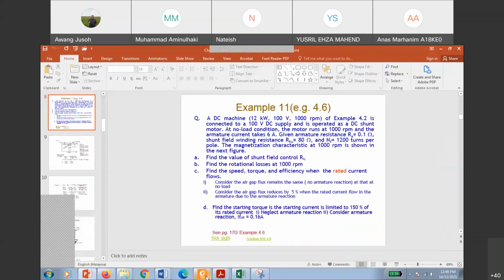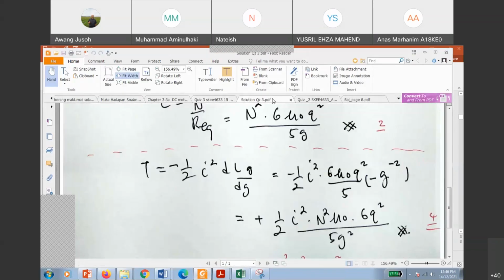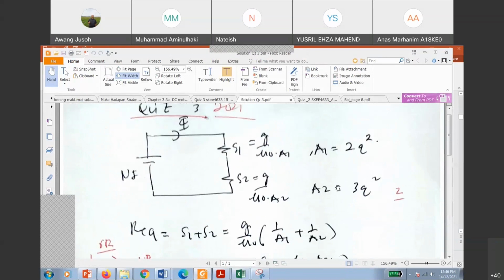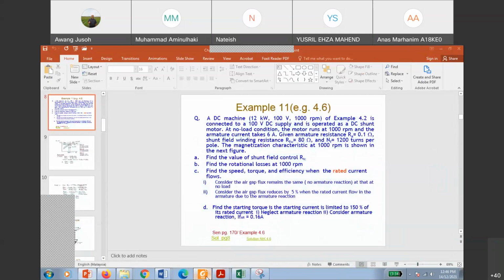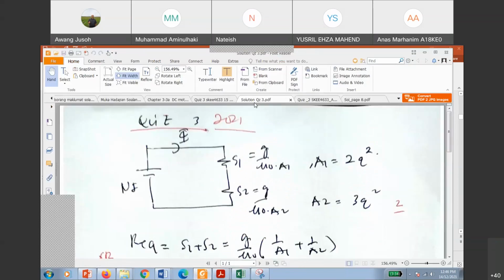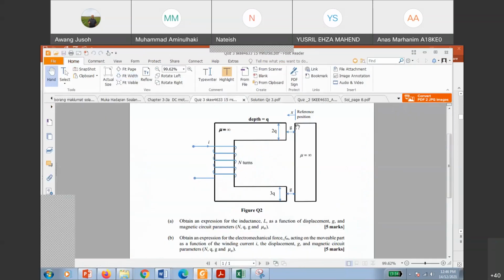Solution, this one. First you draw this one. I found many of you did this correctly, because you have two parts and two gaps. So we know that we have S1 and S2. Most of you understand that one, fine, no problem.